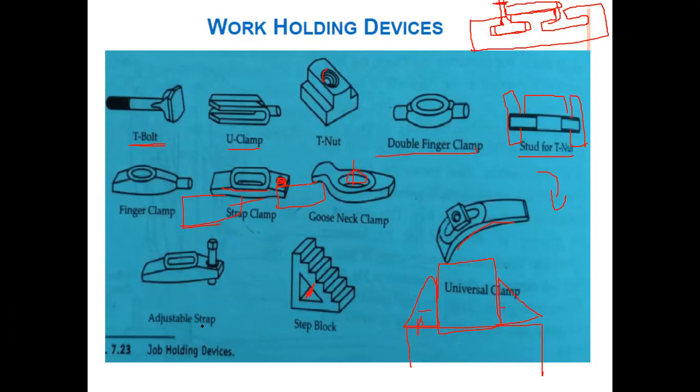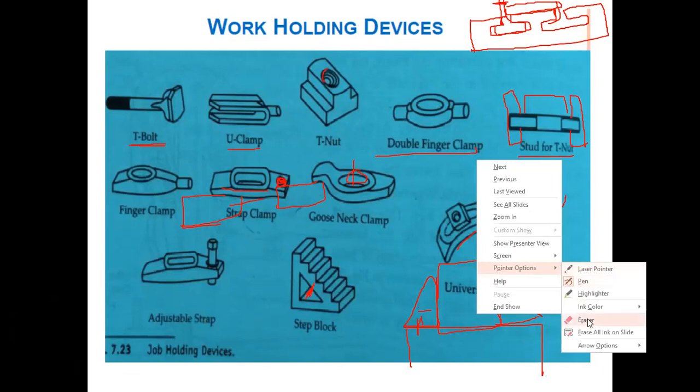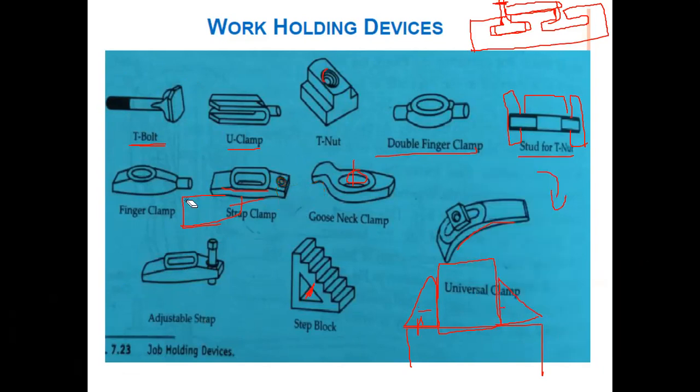Similarly, your adjustable strap. So here is a strap clamp, and this is an adjustable strap. The adjustable strap can be adjusted as per the dimensions, the complexity, or the difficulty of the workpiece, and you can use it to hold the workpiece. So all this that you are seeing here is nothing but your work holding devices. These are all work holding devices.